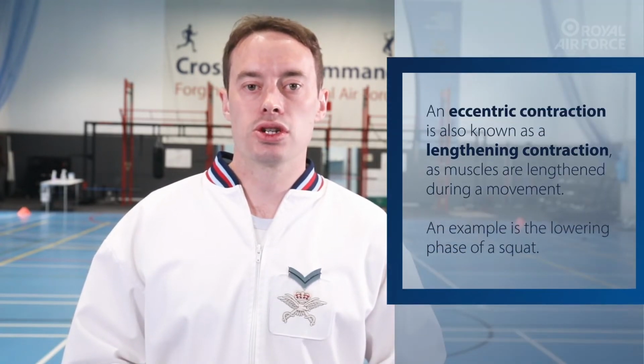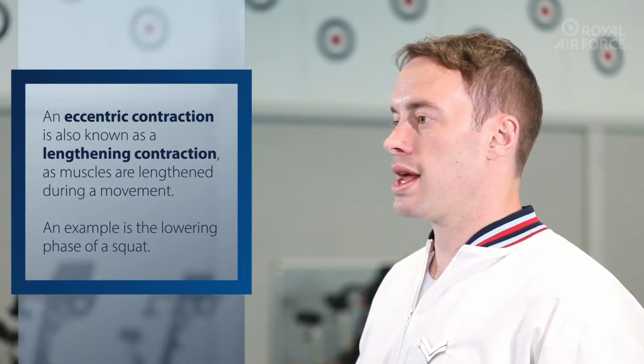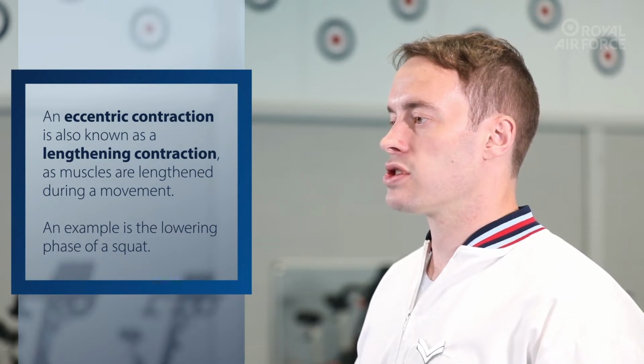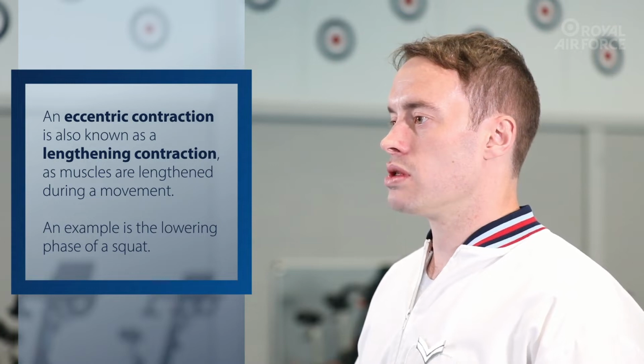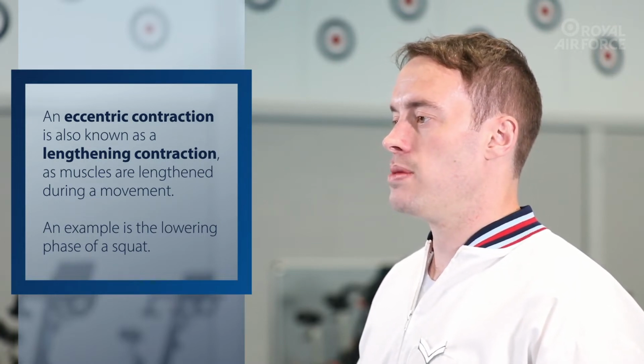An eccentric contraction is also known as a lengthening contraction. This is when your muscles are lengthened during a movement. An example is in the lowering phase of a squat. When you are lowering under control, the muscles on the front of your thighs, the quadriceps, are lengthening and you are performing an eccentric contraction.